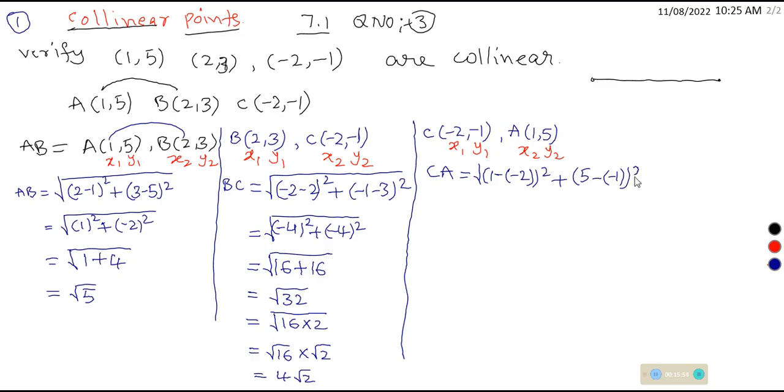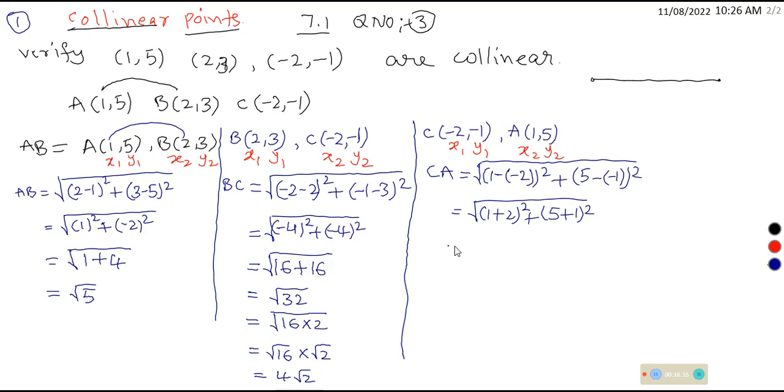Okay, now in the formula we have minus, and here x1, y1 also are negative. So, minus of minus: whenever two symbols are coming together, we have to keep a bracket in the middle of both symbols. Okay, now this you know already. Next, CA is equal to the square root of (1 + 2) whole squared plus (5 + 1) whole squared.